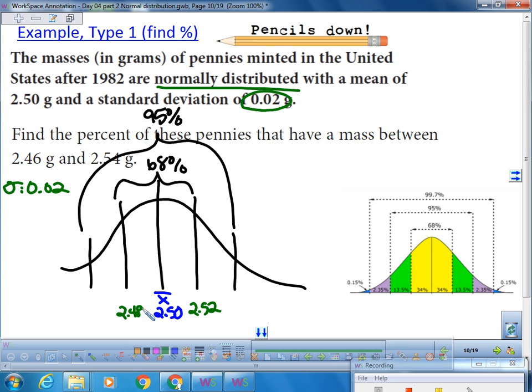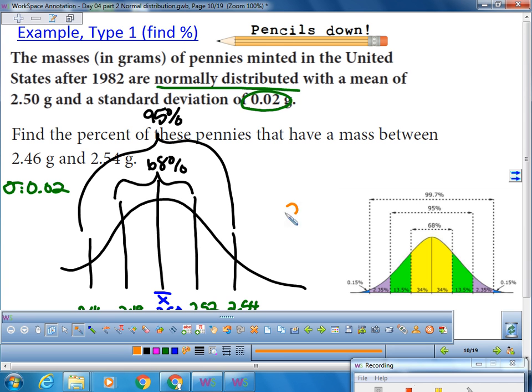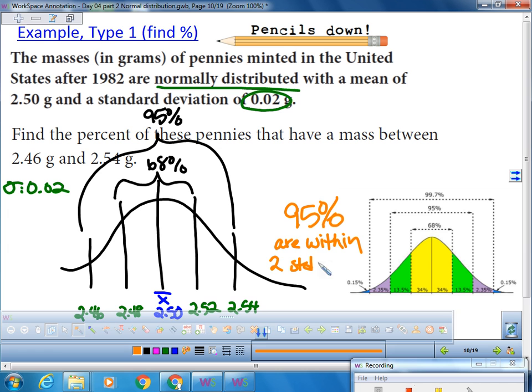But this asks me, find the percentage of pennies that have a mass between 2.46 and 2.54. Well, 2.46 is just one more standard deviation away, because it's only 0.02 away. So here's 2.46, and here's 2.54. So let's answer my question. 95%. 95% are within two standard deviations. You'll sometimes see it abbreviated like that.